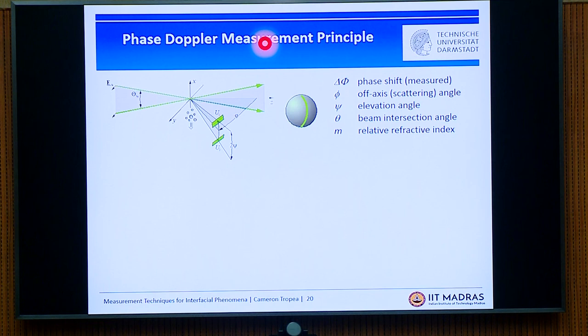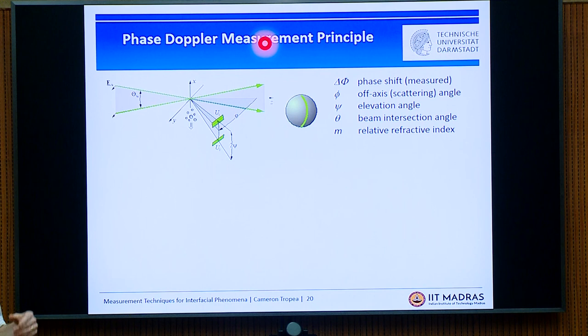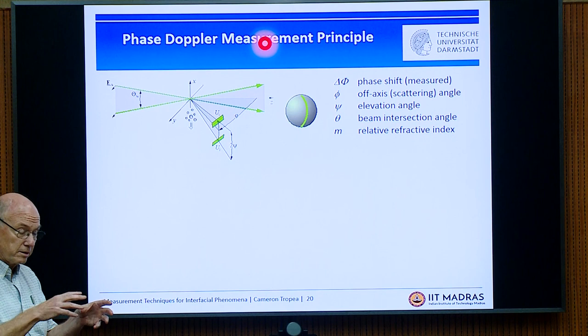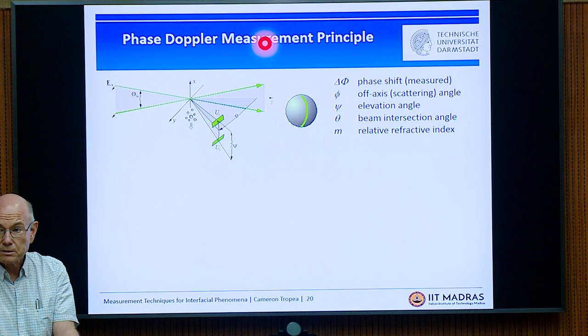Okay, so we call it the phase Doppler because it's a Doppler, it's a laser Doppler. The frequency gives you the speed of the particle through the fringes, and the phase difference gives you the fringe spacing in the end. You have to work at it. But now you can see, if we know the refractive index, we know the wavelength, we know the intersection angle, we know where our detector is, we know how far the detector is above and below, then we know the fringe spacing for a given particle size. We need no calibration.